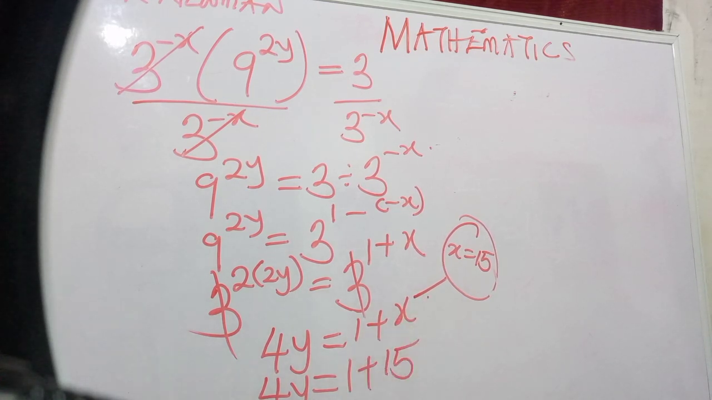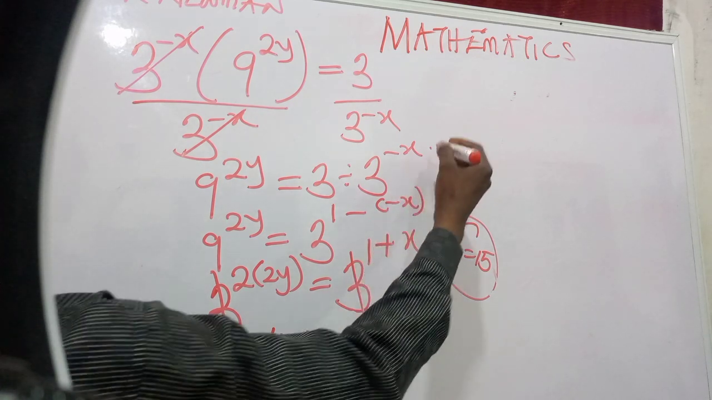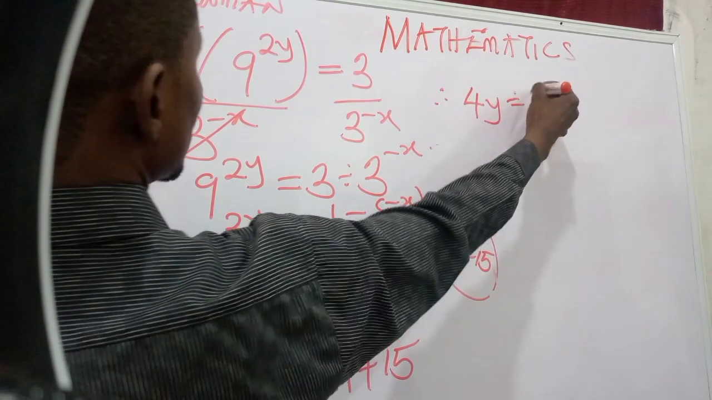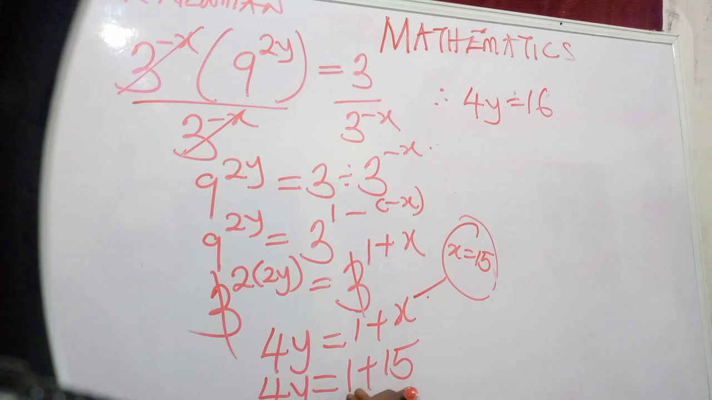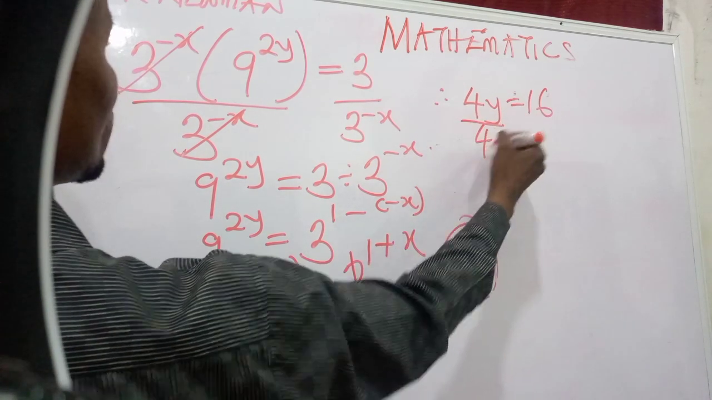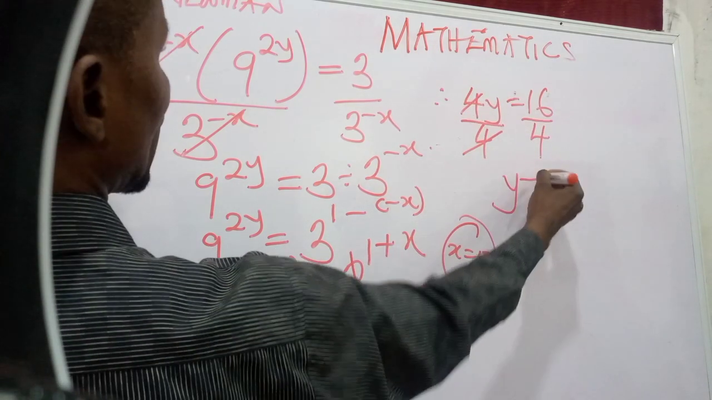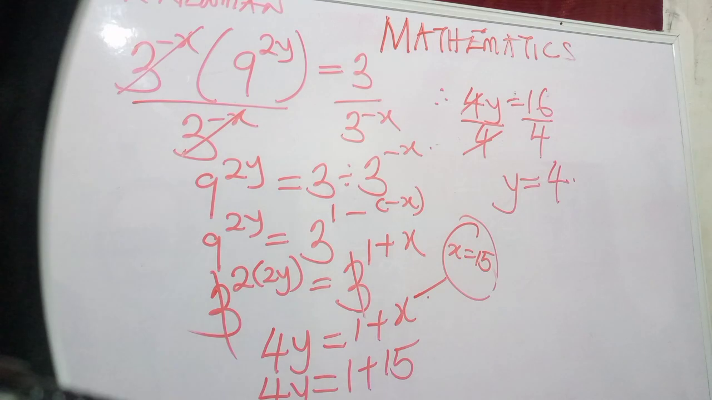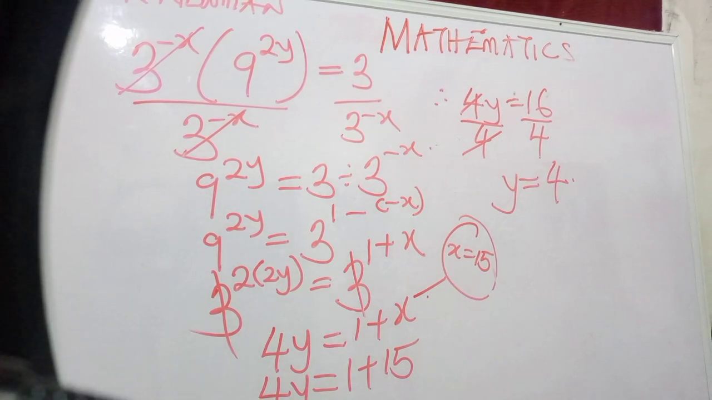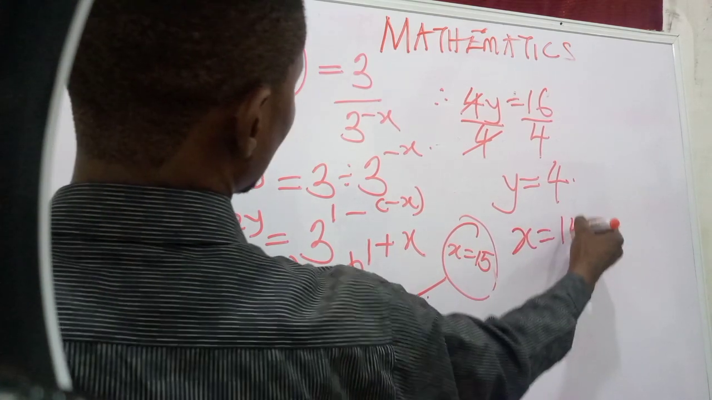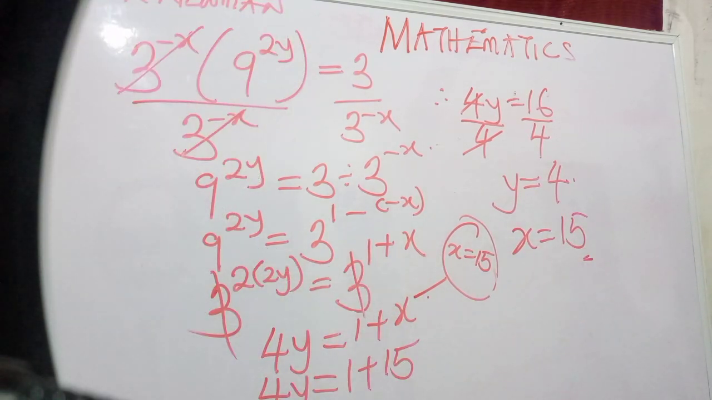So 4y is equal to 16, because 1 plus 15 will give us 16. So you divide through by 4, you cancel out. So the value of y is equal to 4. So the answer is y equal to 4 and x equal to 15. So these are the values of the unknown variables x and y.